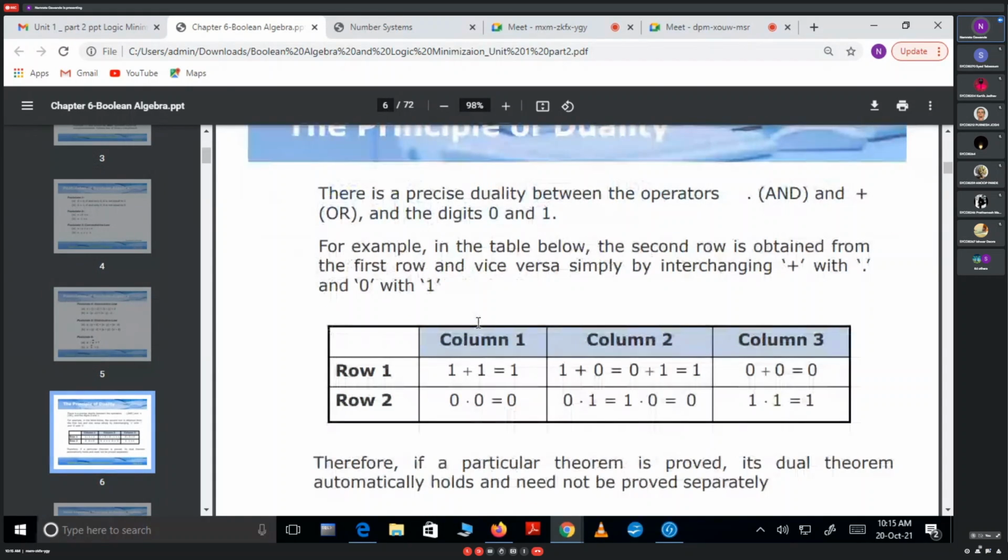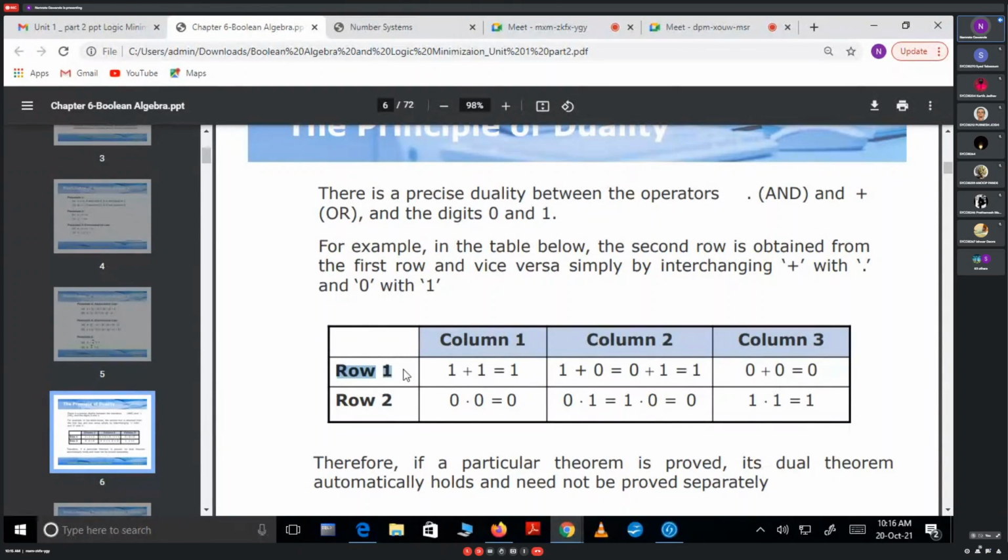Then the principle of duality. What is meant by the principle of duality? You can take the reverse of AND and OR. Just go through this. There is a precise duality between the operators AND, plus, OR, and the digits 0 and 1. For example, in the table below, the second row is obtained from the first row and vice versa, simply by interchanging plus with dot and 0 with 1. That is known as duality, the principle of duality or duality theorem, you can say.